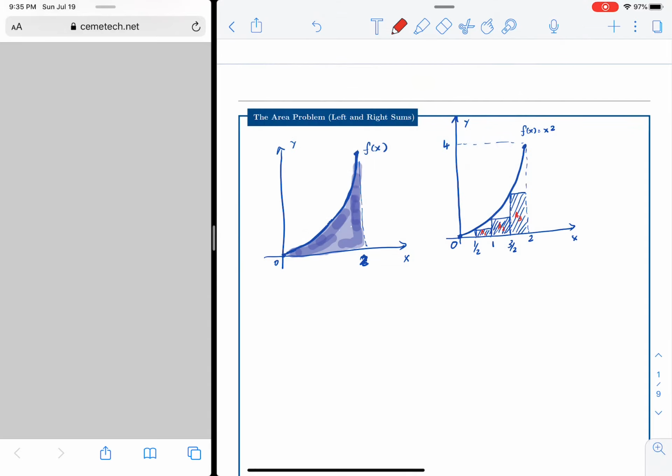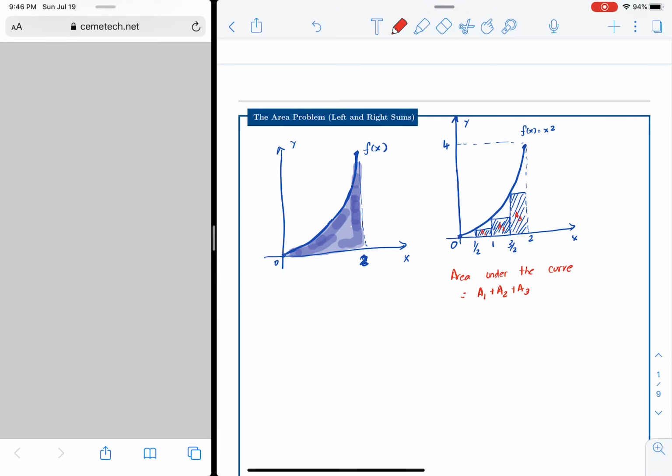So I want to find the area under the curve, which would be the sum of A1, A2, and A3. So A1 plus A2 plus A3. Now, in the previous problem, the rectangles were identical. In this problem, though, the rectangles are not identical. The heights differ. We have different heights. So the areas are going to be different.